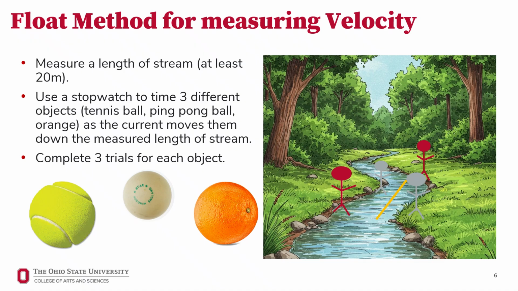Next, we will use a timer to time 3 different objects, a tennis ball, ping pong ball, and an orange, as the current moves them down the measured length of the stream. These 3 floats were chosen because they have different buoyancies. They are ideal for this study because they don't float right on the surface of the water. You may want to record notes on any buoyancy differences you notice between the 3 float types. Make sure that you release the float upstream of the start point so that it can reach the speed of the river before you start recording time.